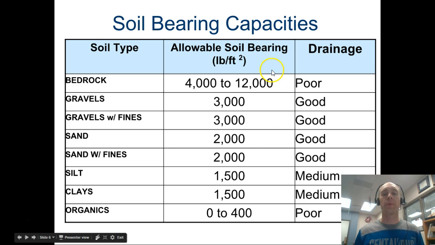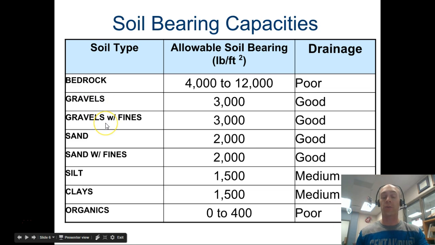And these are your soil bearing capacities. So you have this table. A copy of this version is going to be in Schoology. You can take a screenshot of it too. It's nice to have. These are different soil types in generic groupings. From bedrock, which is all the way from 4,000 to 12,000, very, very poor drainage because it's rock. It's not going to be able to drain very well at all.